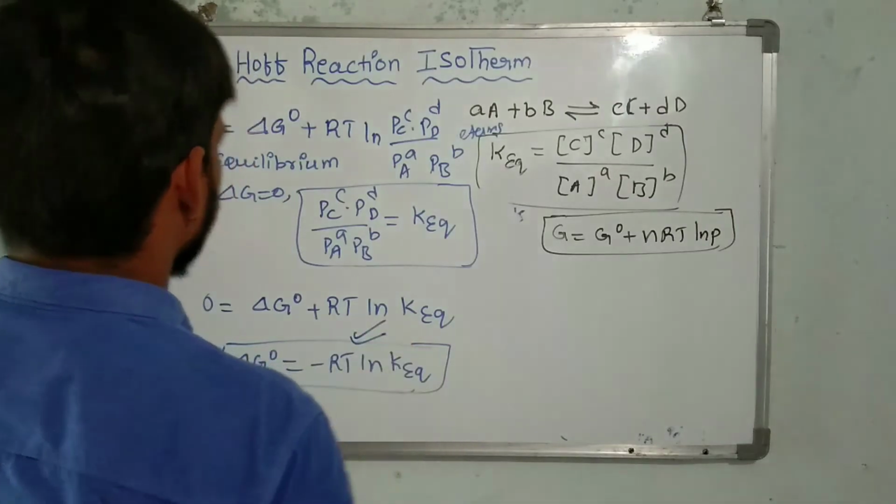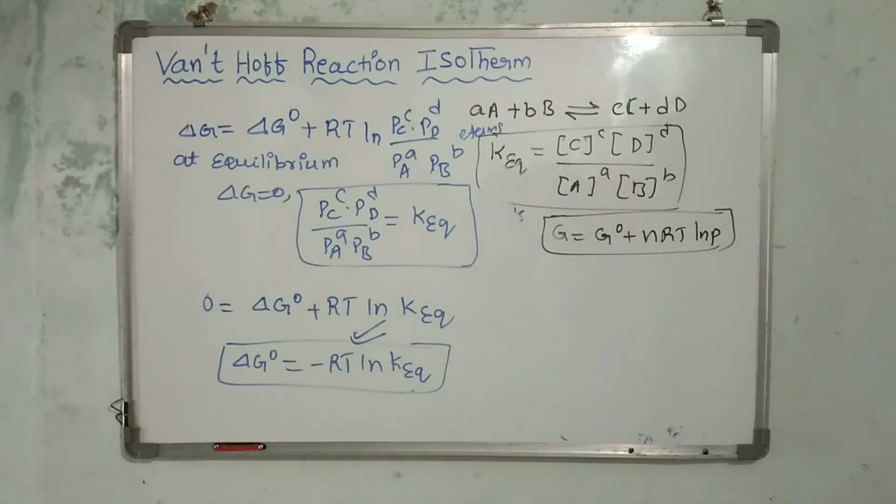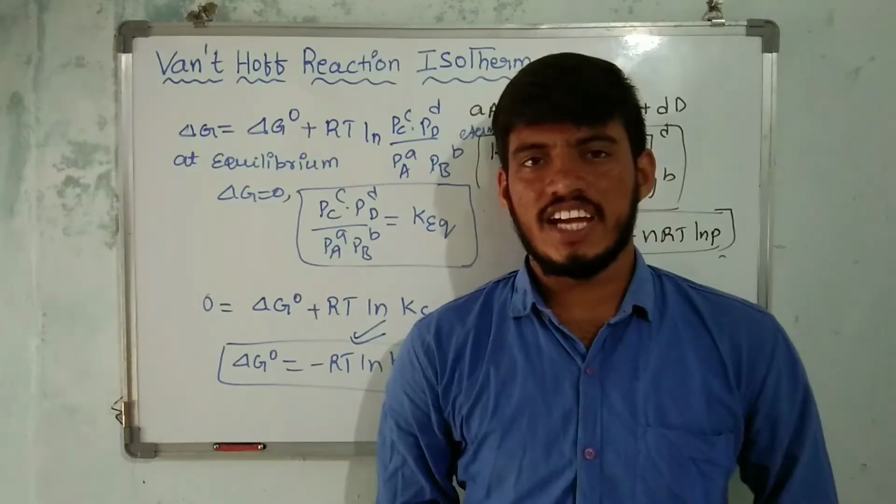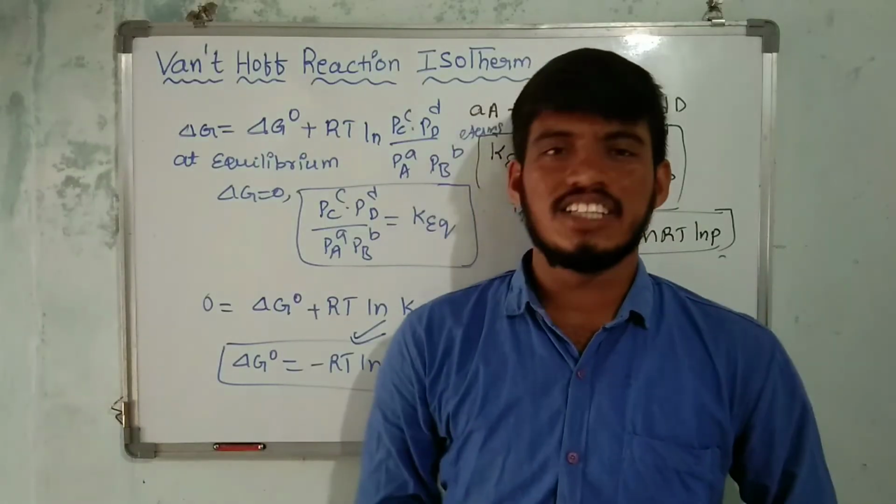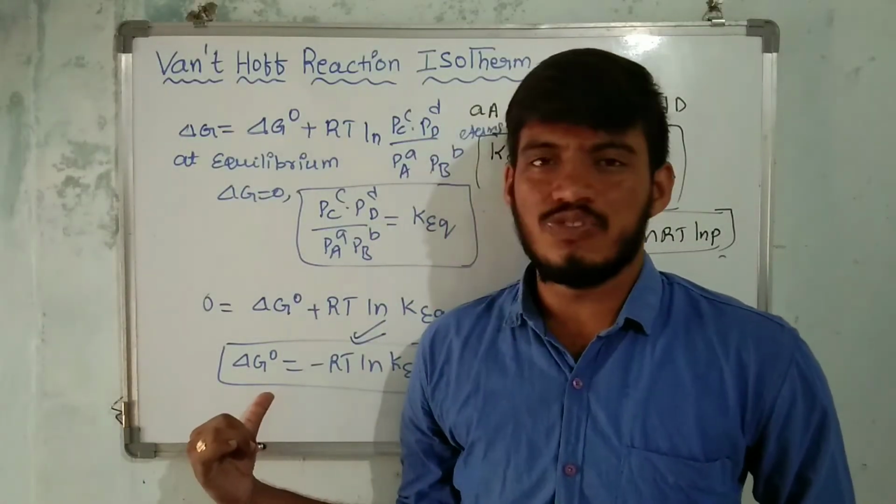This expression is called the van 't Hoff reaction isotherm, and it is the relation between the standard Gibbs free energy and the equilibrium constant.